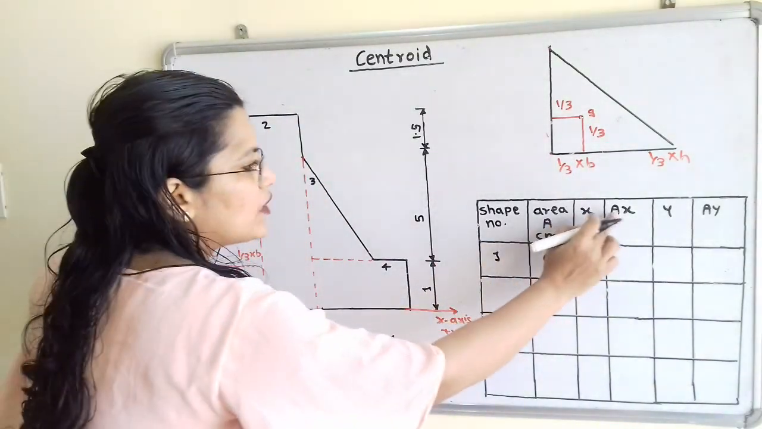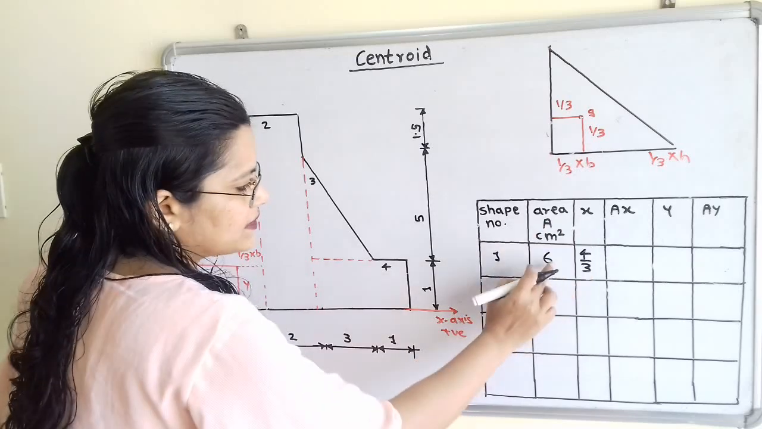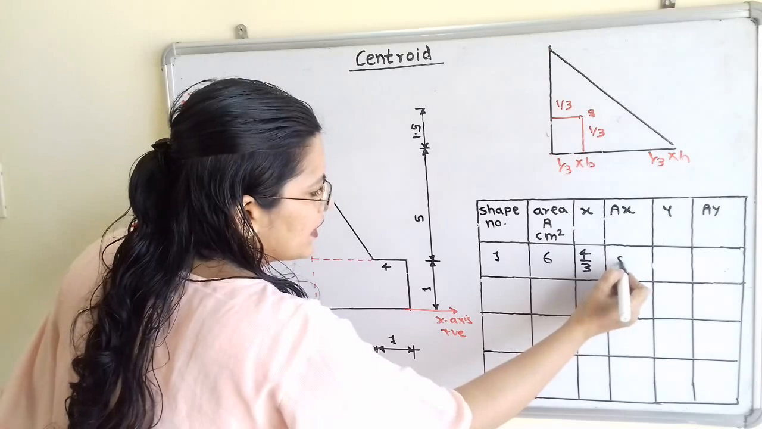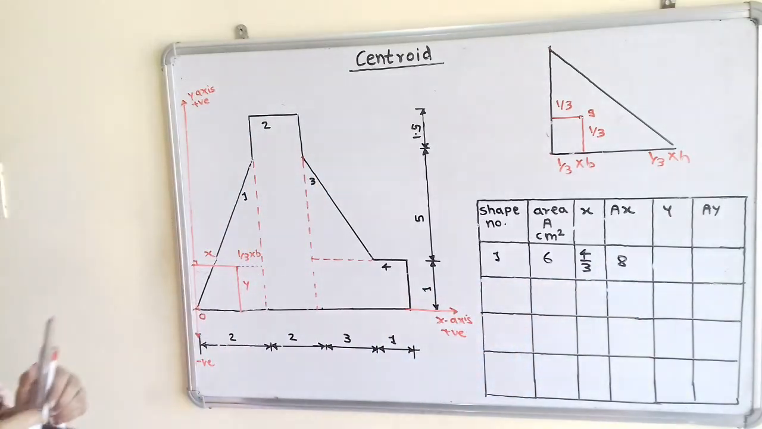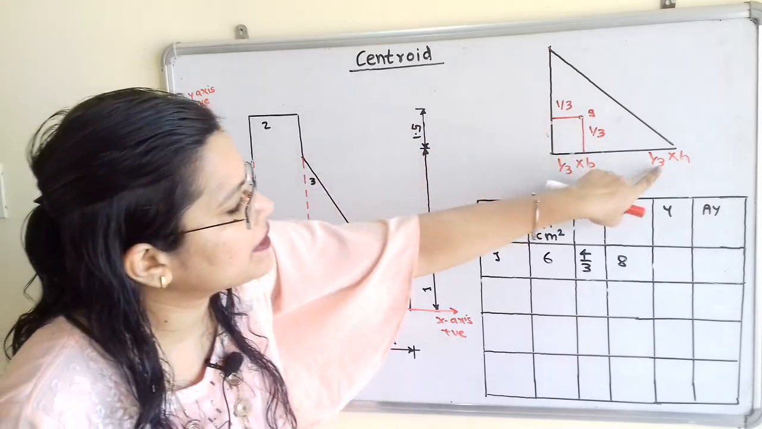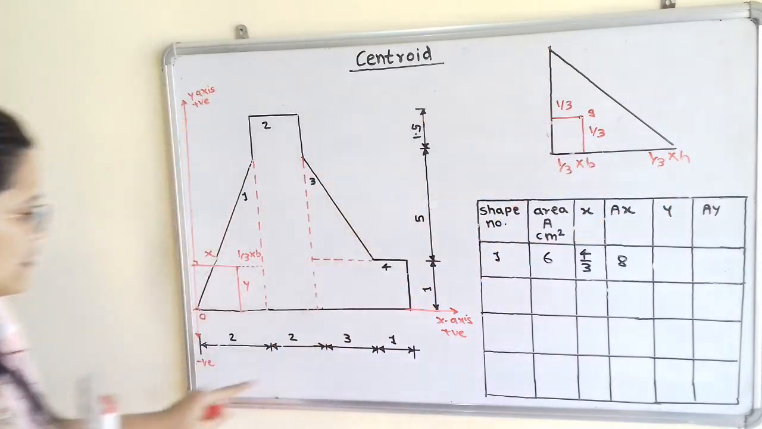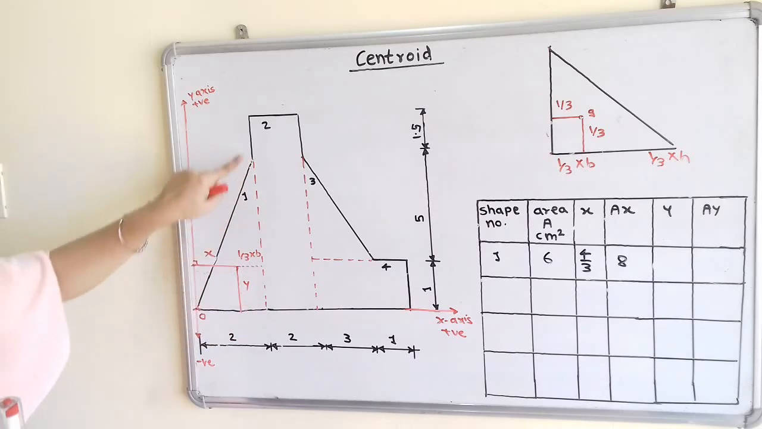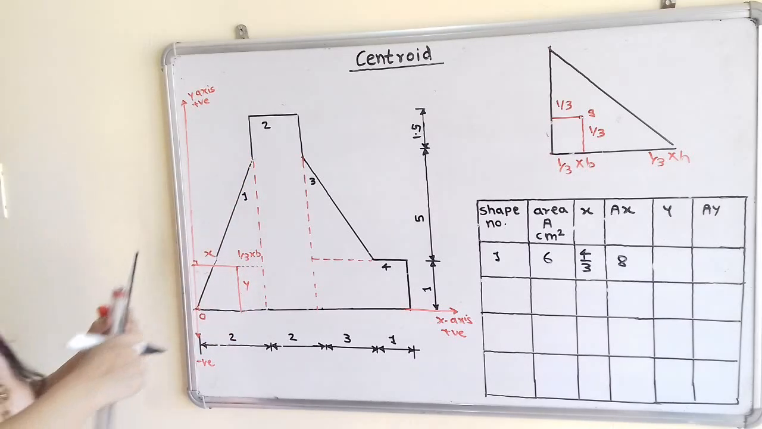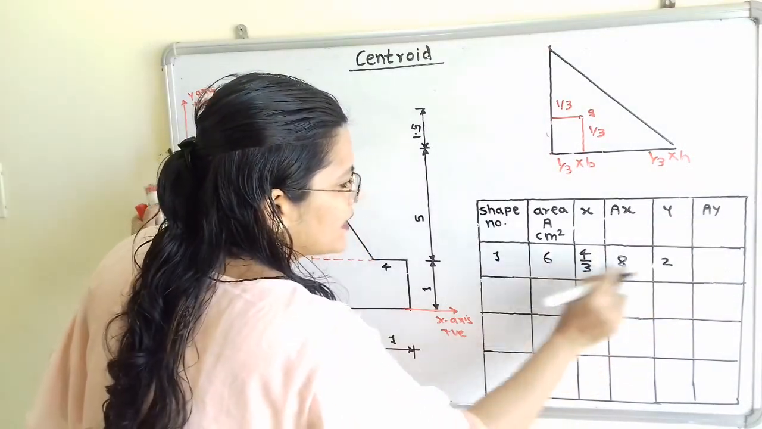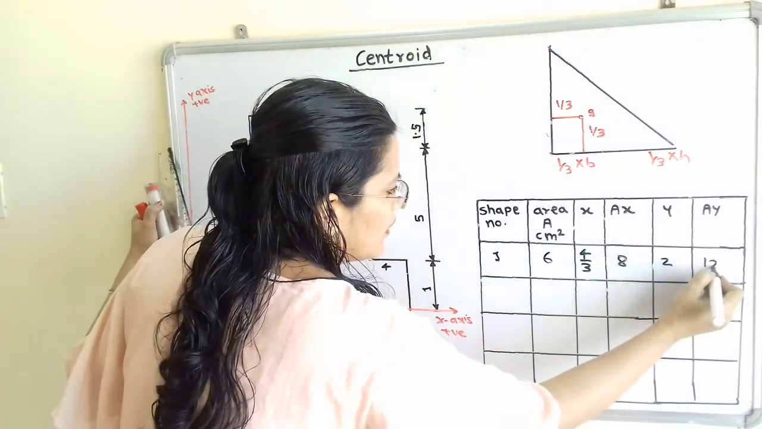Now we have to calculate ax. A multiplied by x, 6 multiplied by 4 by 3, that is equal to 8. Now we will find the value of y. Here y is equal to 1 by 3 multiplied by total height. So again we will take 1 by 3 multiplied by this 6, that is 6 by 3, and it is equal to 2. Now next is ay, that is area into y, that is equal to 12.